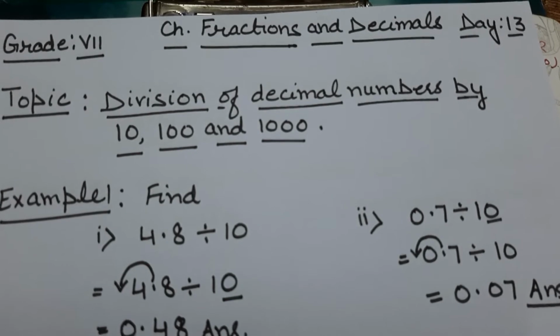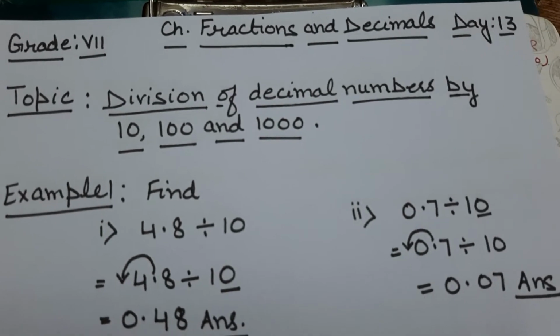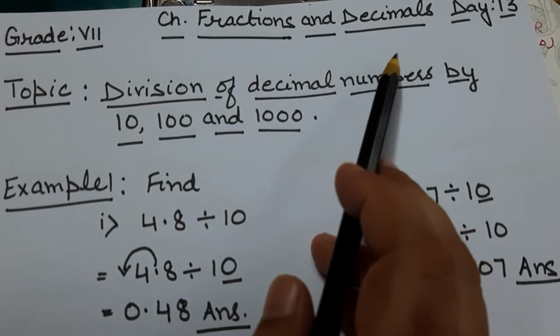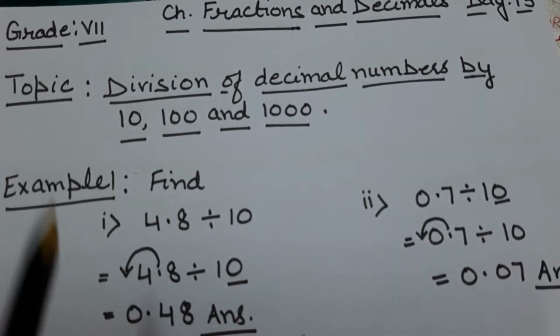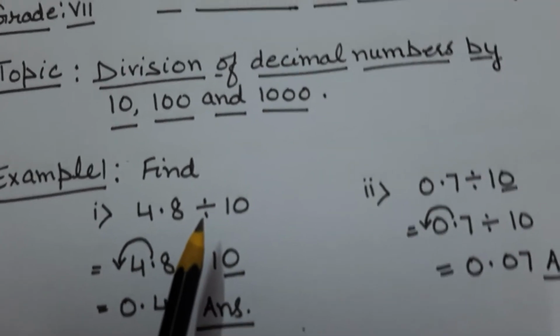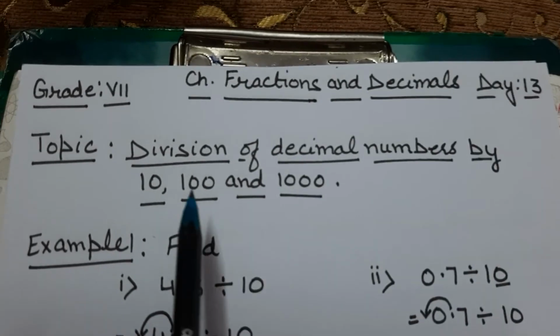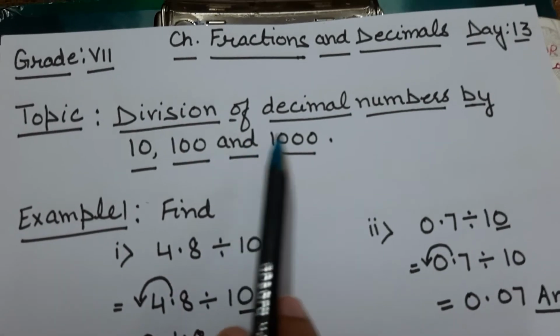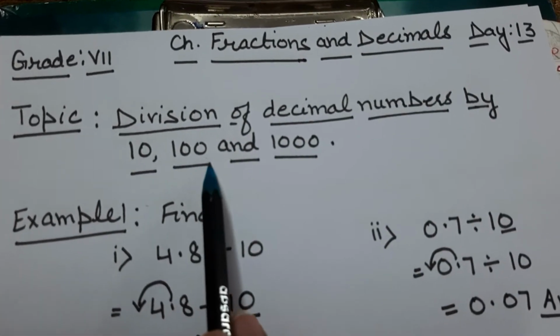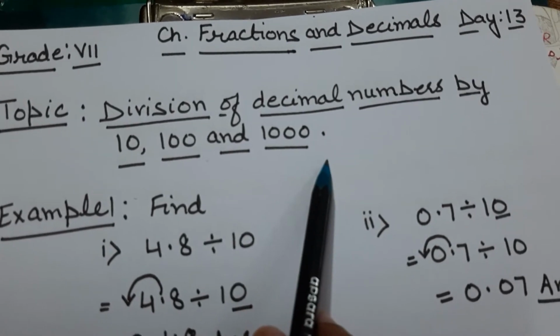Okay. So students, as you know, we are doing the chapter fractions and decimals. And our last topic is division of decimals. Okay, this we will complete in 2 sessions. So today I am taking division of decimal numbers by 10, 100 and 1000.